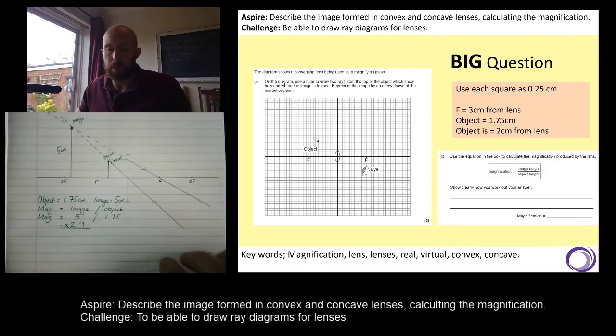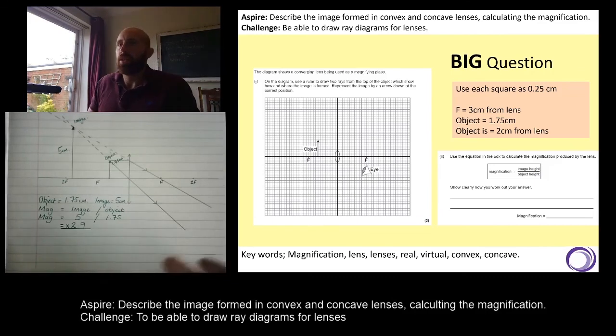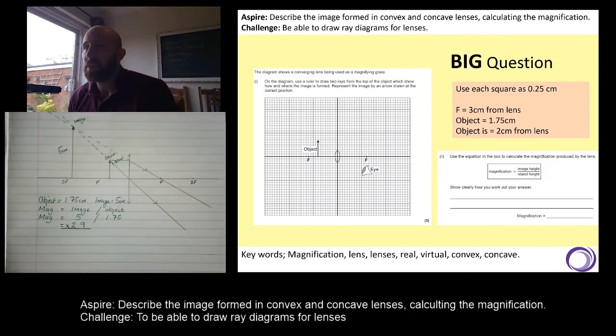Now there will be, in the exam, a source of error. So you'll be allowed a couple of squares each way. So if you've got an answer that is probably anything from about 2.6 times larger to about 3.3, 3.4 times larger, then that will be absolutely fine. As I say, it's not going to be perfectly accurate because we're doing it on our lined paper in our books. All right, if you got this, brilliant.